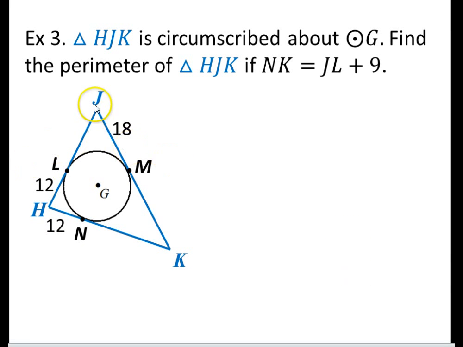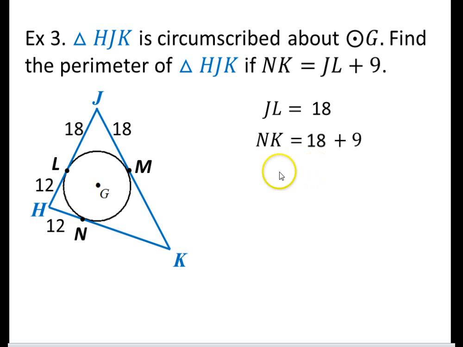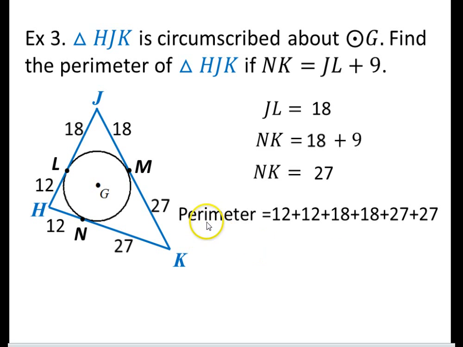By the same token, JM and JL are the same length. So if JM is 18, then JL is 18. So now we know that JL is 18. They told us that NK equals JL plus 9. So replace JL with 18. NK equals 27. So NK is 27, but that also means then that MK is 27. And now we're ready to finish the problem. The perimeter, we'll just add up all the different parts, and we get that the perimeter equals 114.